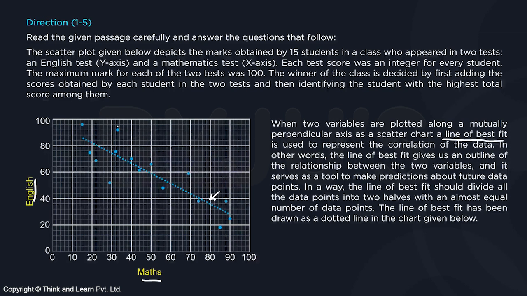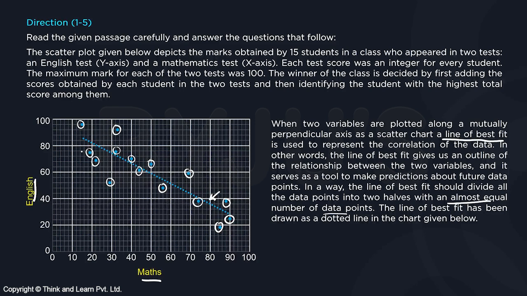So here we do see that out of a total of 15 students, we have got 1, 2, 3, 4, 5, 6 and 7 students above the line, and we see 1, 2, 3, 4, 5, 6, 7 and 8 students below the line, since it says almost equal number of data points. So we can see that.